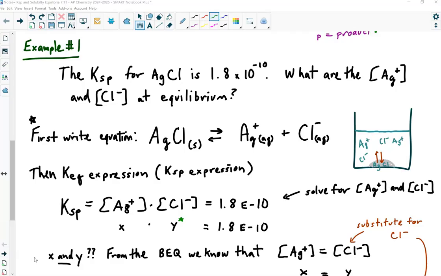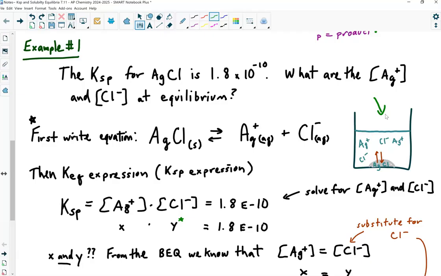Okay, so here's the first thing. When you get a Ksp problem like this, do 2 things. First, write the balanced equation for the dissolution. Second, write the Ksp expression that goes with it, the Keq or Ksp expression. I like to draw a little picture. I love drawing little pictures, right? Calorimeters, heat curves, beakers with slightly soluble salts.